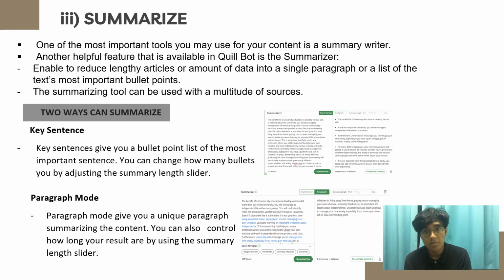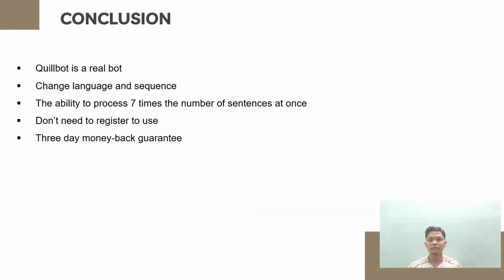This is an example for key sentence and paragraph modes. As you can see, key sentence will convert to bullet points, and also the paragraph mode will convert to a paragraph summary. Now is the conclusion.